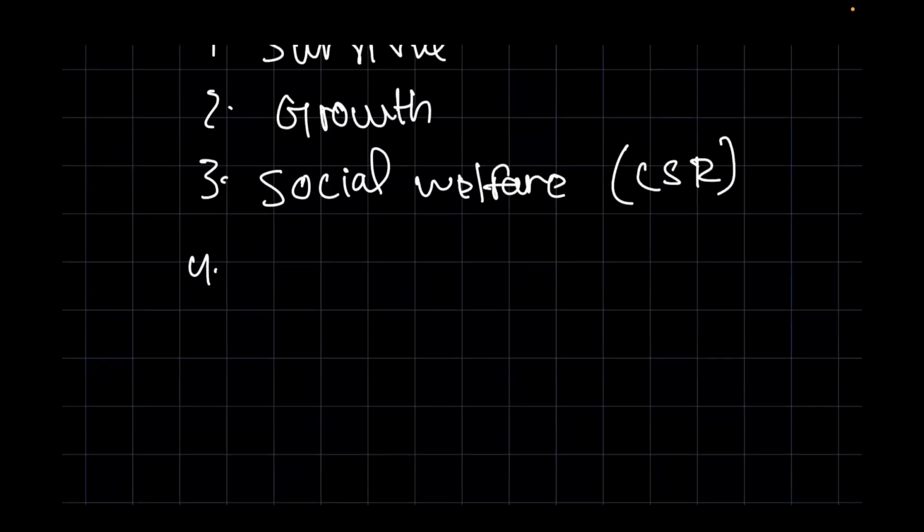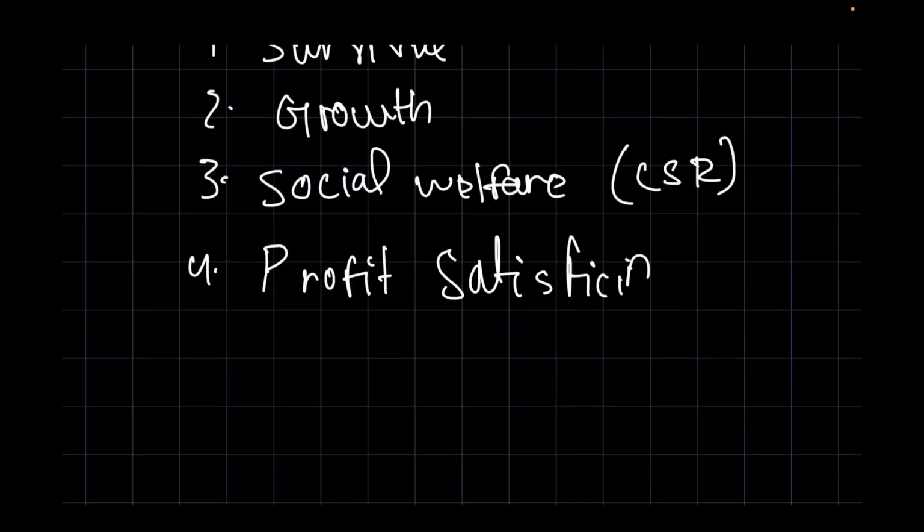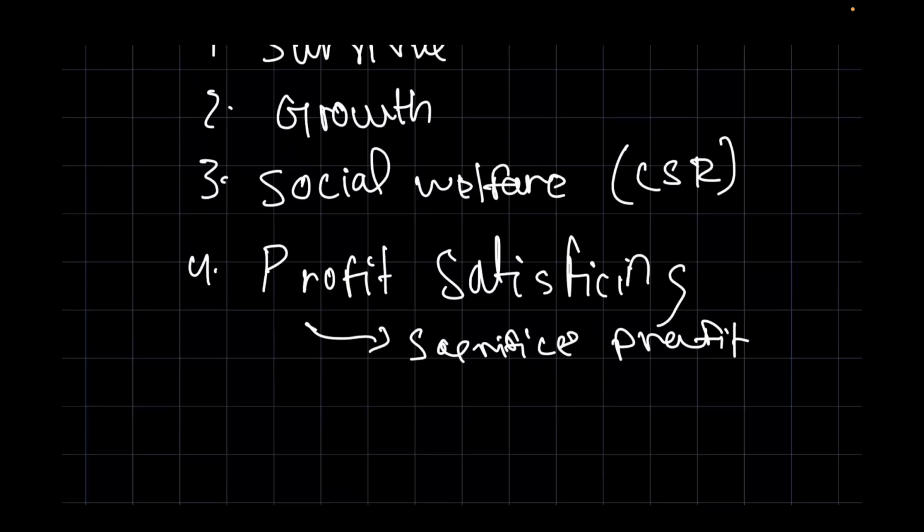Now the fourth one is really interesting. It's called profit satisficing. What do you mean by profit satisficing? Profit satisficing is when you sacrifice profit in order to satisfy. So you remember it as sacrifice profit to satisfy.